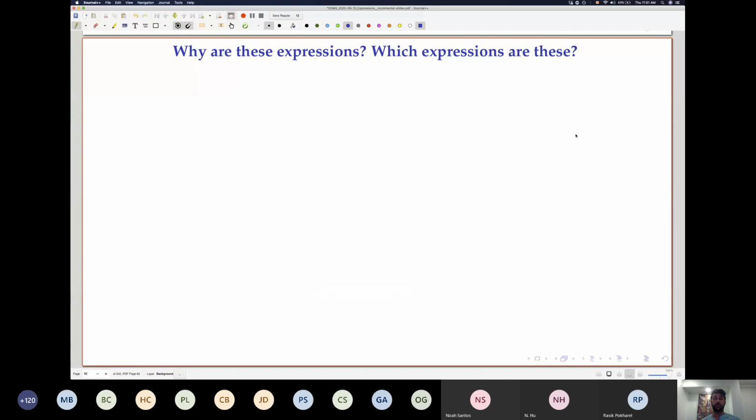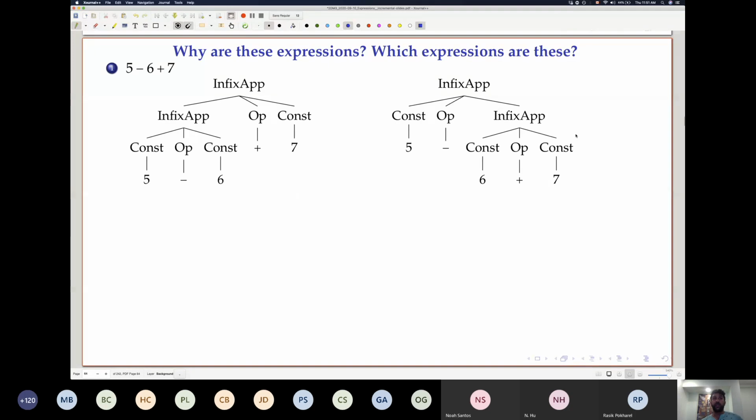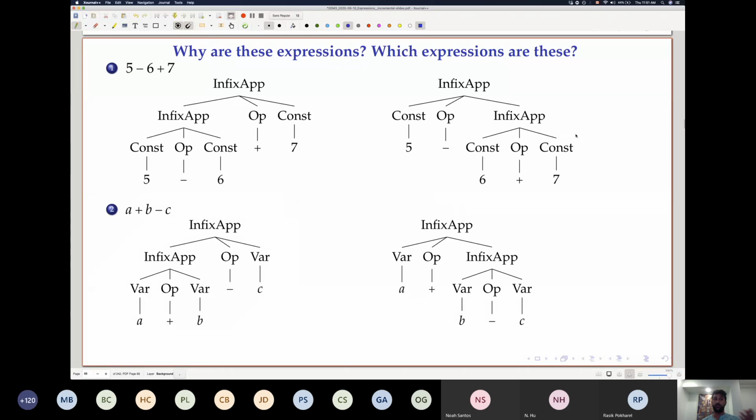So here are a few more examples of expressions, just to be more familiar. The first one, 5 minus 6 plus 7, right? This is an expression, and it has 2 parse trees, as we talked about before: (5 minus 6) plus 7, or 5 minus (6 plus 7). Here is another one: a plus b minus c. These are variables. Instead of 5, 6, 7, we have a, b, c. And again, they can be parsed in 2 ways, left branching or right branching. And which one is the intended one is what we get by using a convention for parenthesization. That is to say, precedence rules, okay?